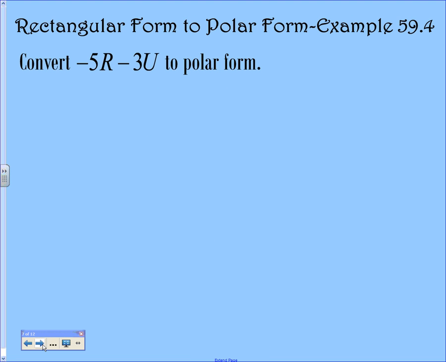Alright, now we're going to go from rectangular into polar. You've gone from polar into rectangular. What is polar form? I don't remember what lesson it was, but it was maybe 2 or 3 weeks ago.